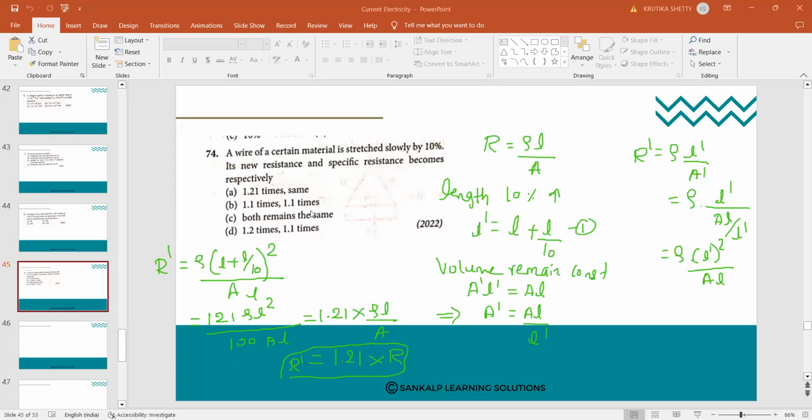Then what about the resistivity? Here the resistivity remains the same, because resistivity does not depend on any other factor, students. So option A is the correct option.